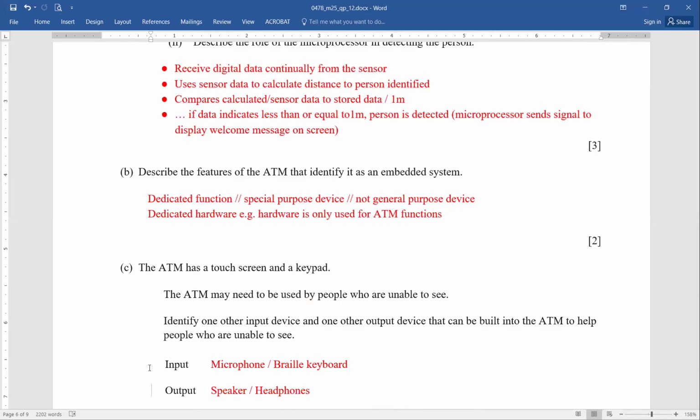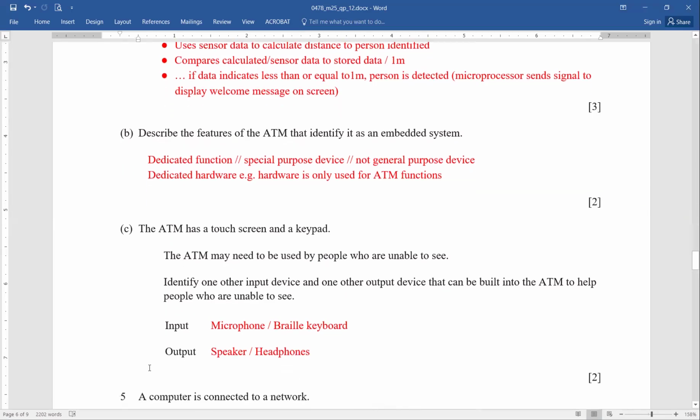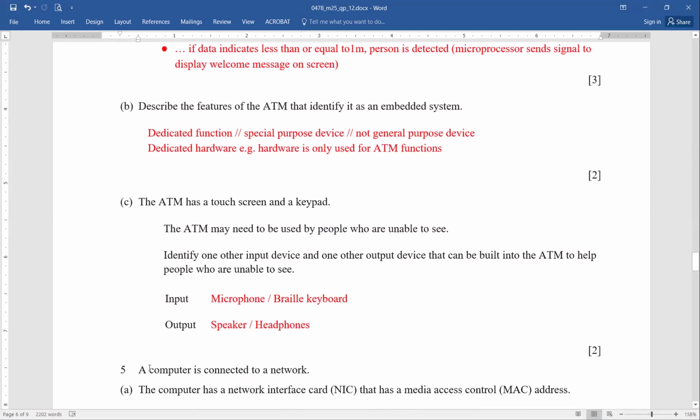So for them, which is the best input device? Definitely they can't key in. So for them, it's going to be a braille keyboard, or they can use a microphone to give verbal instructions as input, and for output, they may use speakers or headphones. Rather than watching it on the screen, they can hear the instructions through speakers or headphones. So this is how you can score 2 out of 2 by identifying the input and output device intelligently.